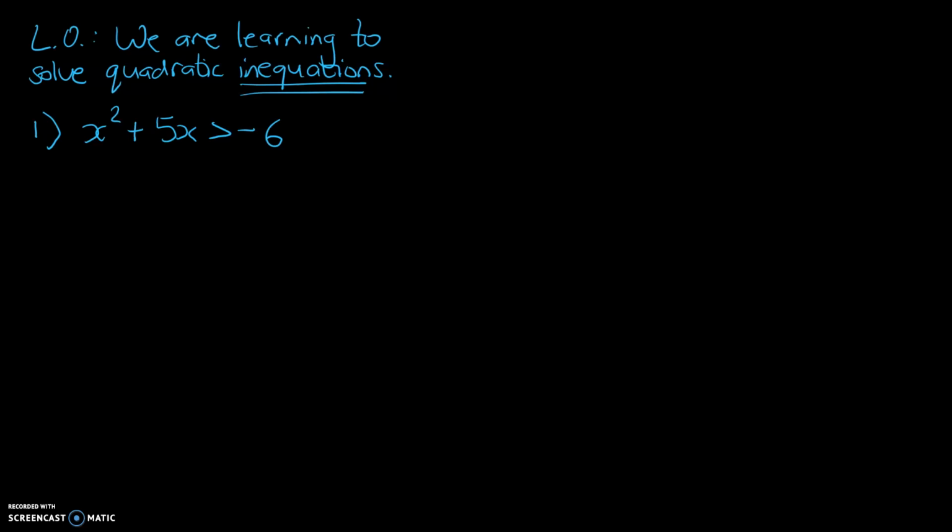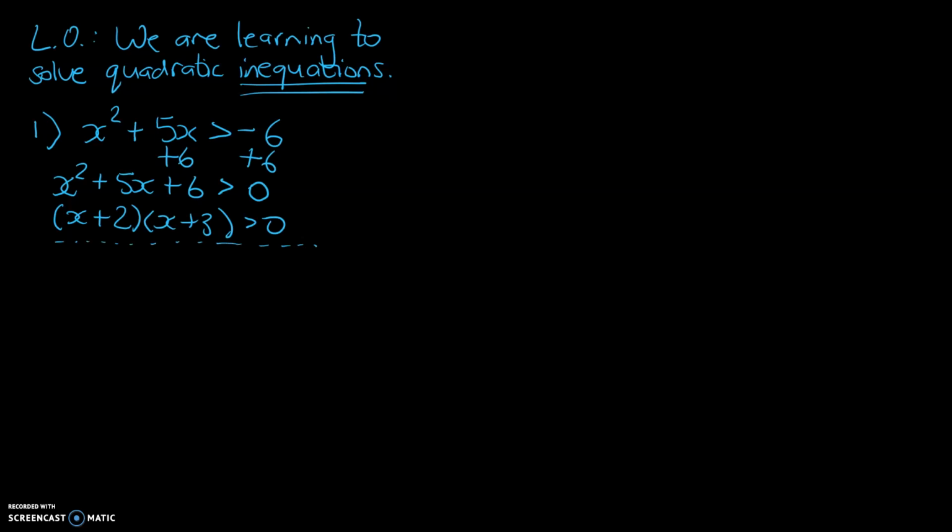First step, like quadratic equations, we need to make sure our inequation is relative to 0. So what that means is we need to get rid of the minus 6 by adding 6, and that means we've got to add 6 to the other side as well. And that would come to x squared plus 5x plus 6 greater than 0. Like we would for quadratic equations, we're going to factorize.